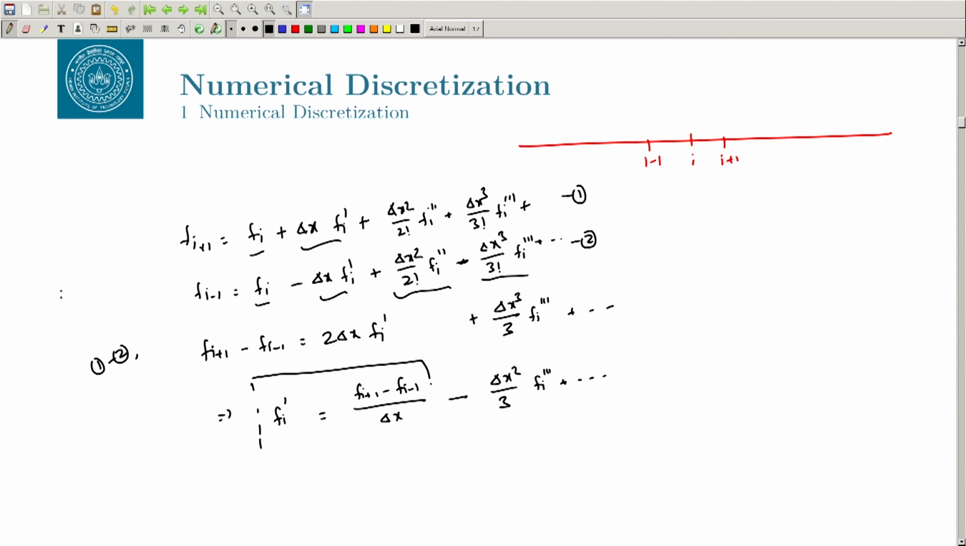So, if you approximate it using I plus 1 and I minus 1, this is what your formulation will be for del A by del x at I. This is del A by del x at I, right. And this is called the central differencing scheme. Why? Because we are trying to calculate the derivative at the center point using the points on either side. So, this is also called the 3 point stencil.